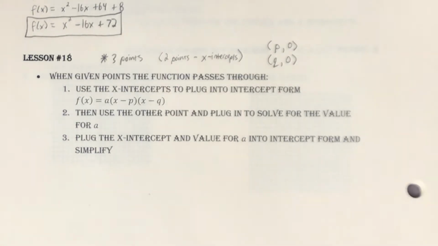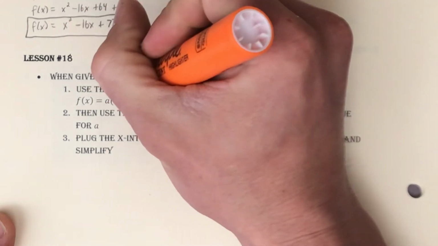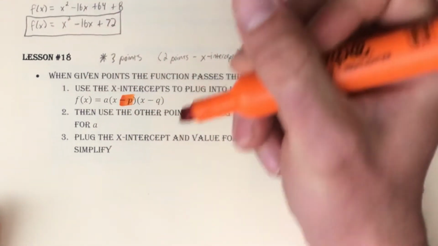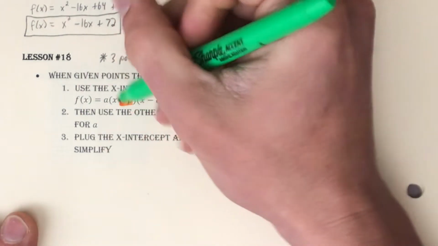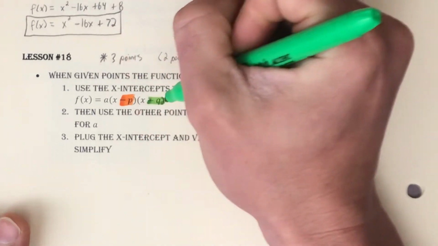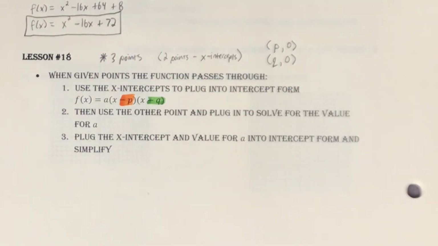So what we do is we use the x-intercepts to plug into intercept form. So we're going to plug in p here, and remember it always starts as a subtraction symbol. And then we're going to plug in the q right here. And again, always starts as a subtraction symbol because x is like that h that we have that's dealing with x values, and so they always work as opposites. So remember, it always starts as a subtraction symbol.